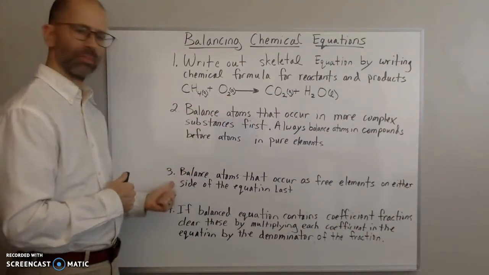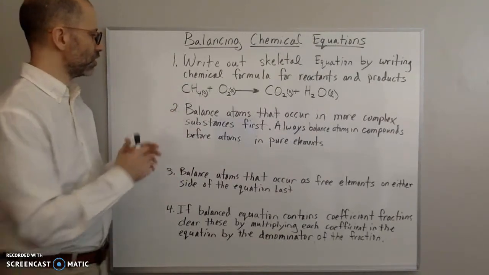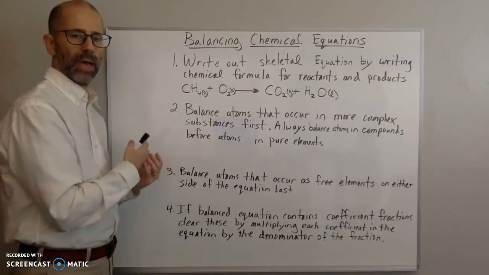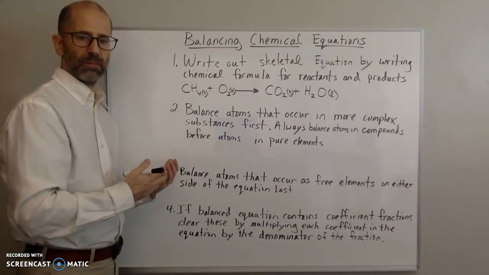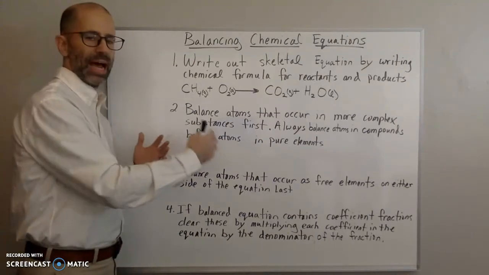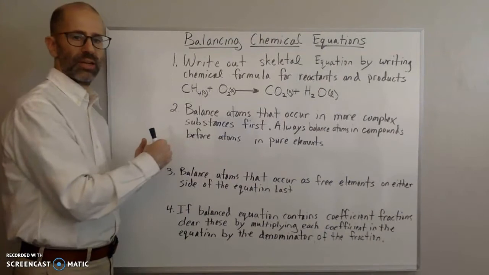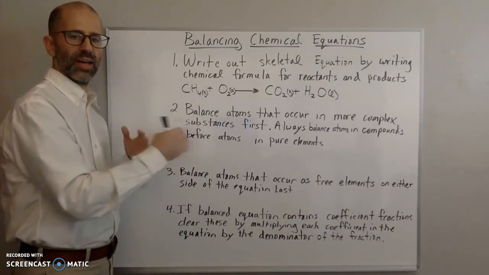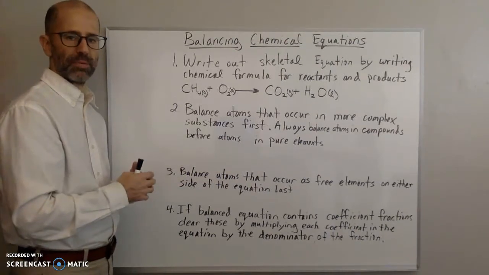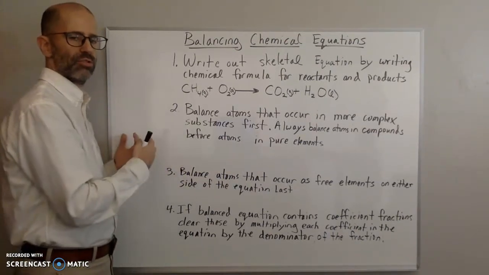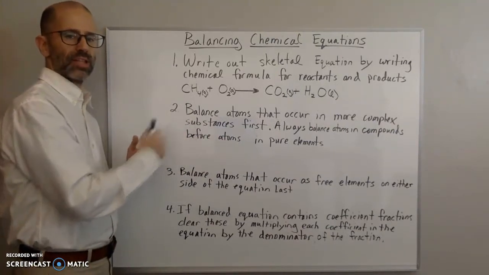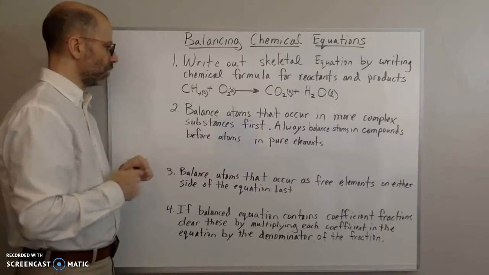That's step 3. Usually, if you have a metal, you're going to start with the metals first. And then if you have non-metals, usually you start with carbon and the other non-metals. A lot of times you'll leave oxygen and hydrogen last, but it all depends on the problem. So usually you balance metals first, and then you move to non-metals, and so on.